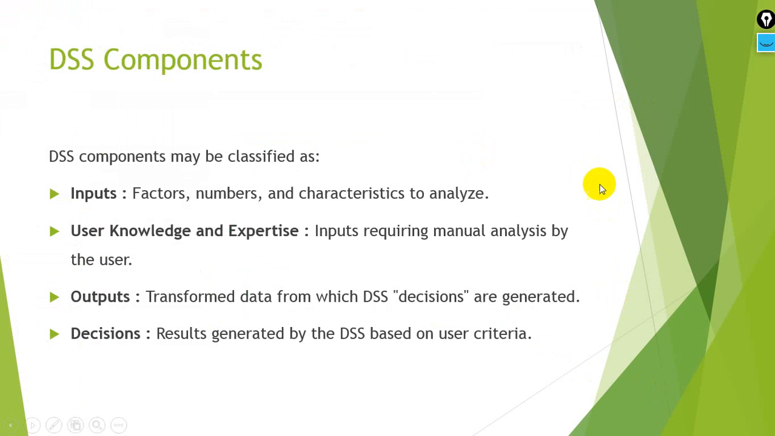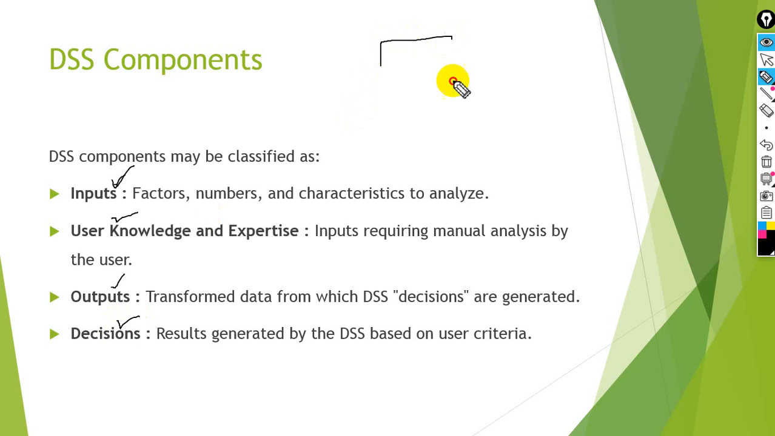DSS components may be classified as input, user knowledge and expertise, outputs and decisions. So now we have some components in the DSS system. Here I have mentioned that input is a component of the DSS system, user knowledge and expertise are components of DSS, outputs and decision making.